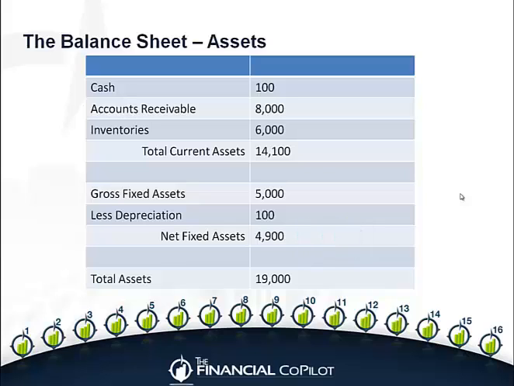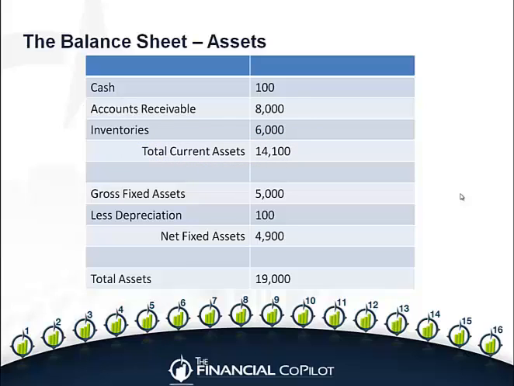You also have another category that we did not put into the example here, which is other assets or other current assets, which may be other things that don't fall into either the current asset category or the fixed asset category. And when you're done totaling all of those different types of assets on your balance sheet, you have a total asset count. And in this case, you have $100 in cash, your customers owe you $8,000, and you have $6,000 in inventory, which gives you a current asset value of $14,100.